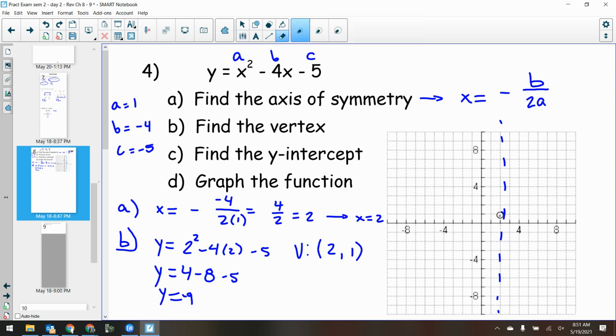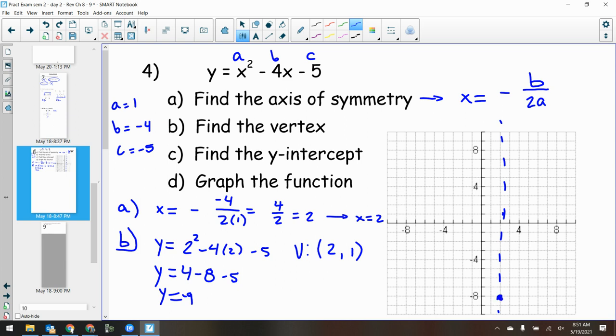That's a good point to bring up. How do I know this should point up and not down? The a value is positive. Remember, this is a happy parabola. When the a value is positive, it points upward. When the a value is negative, it points downward. So that was kind of throwing me off there because I was like, wait a sec. That vertex can't be higher than the y-intercept. So 2 comma negative 9.